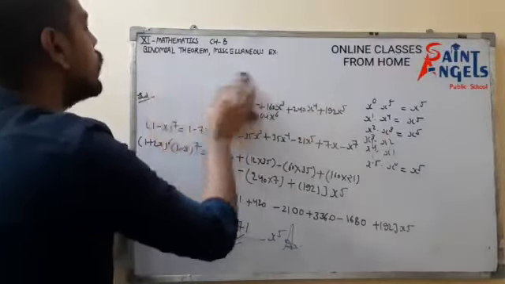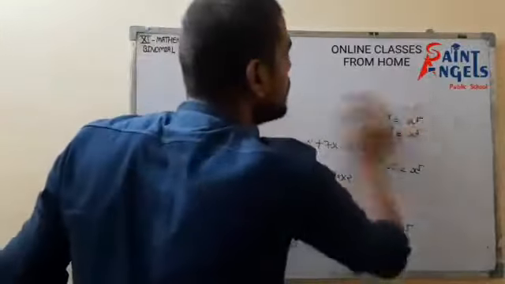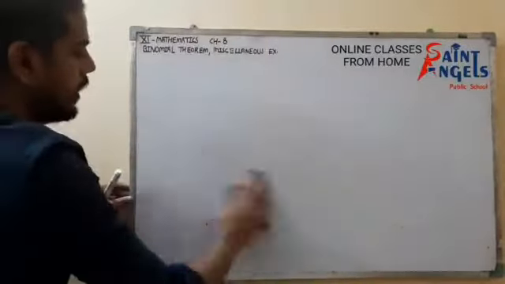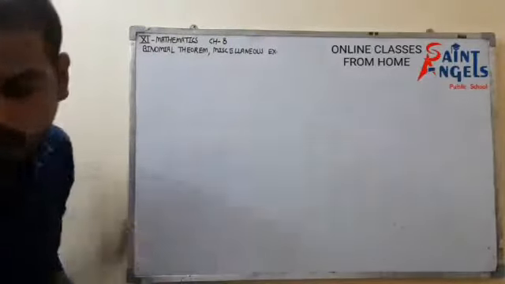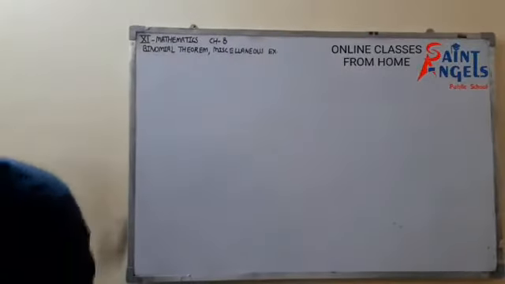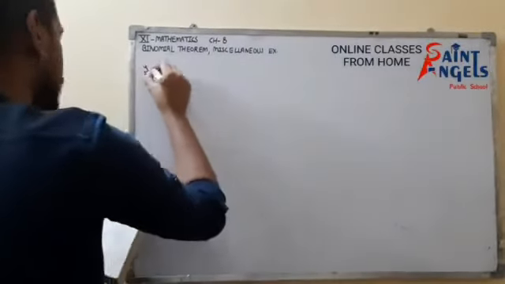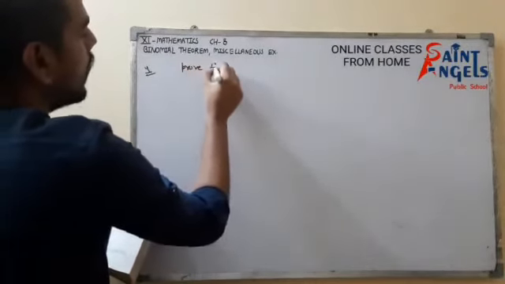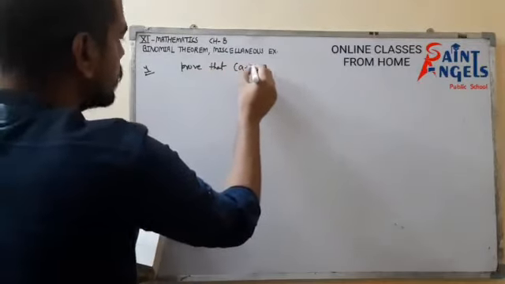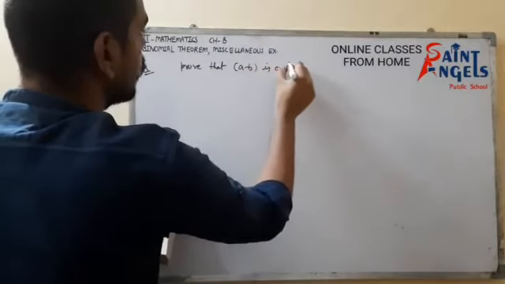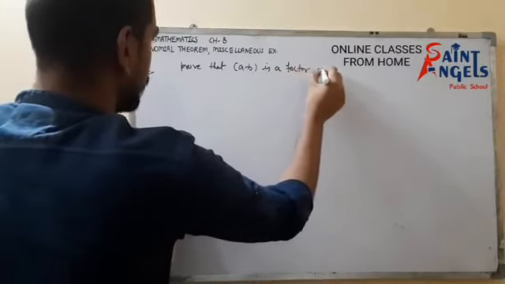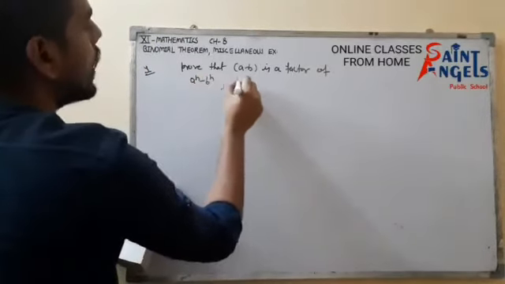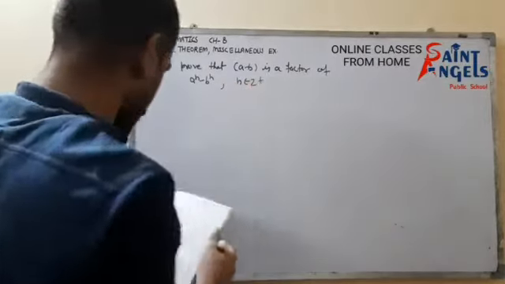So in question number 4 we have to prove that a minus b is a factor of a to the power n minus b to the power n. Okay. So how we'll solve it? So question number 4 is that if a and b are distinct integers, then prove that a minus b is a factor of a to the power n minus b to the power n, and n is a positive integer.